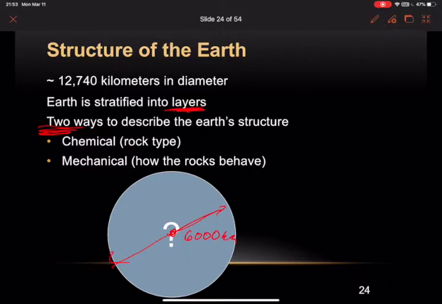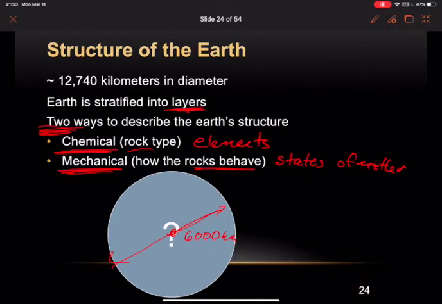We've got chemical layers, and when I say chemical, I want you to think about the rock types. I want you to think about elements, okay? And we've got mechanical layers or physical layers. This is how the rocks move, how they behave. And when we say this, I want you to think about states of matter.